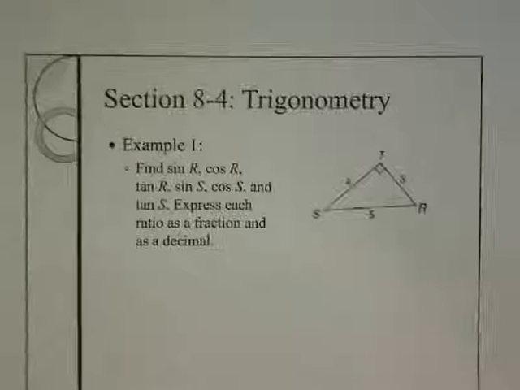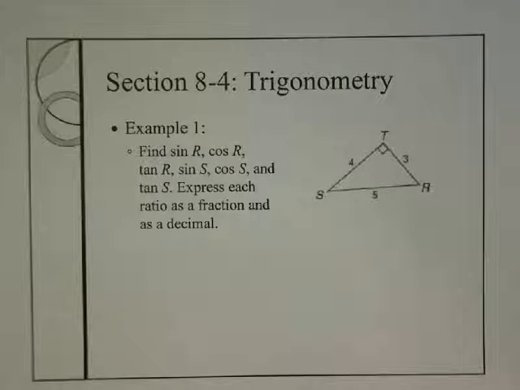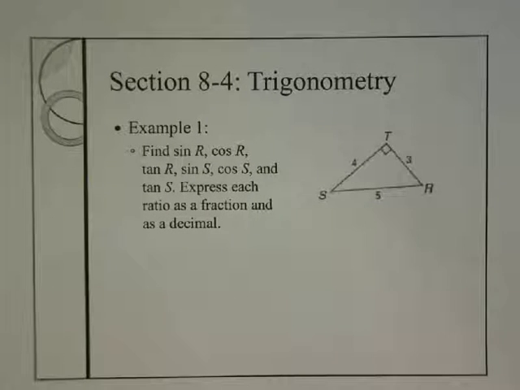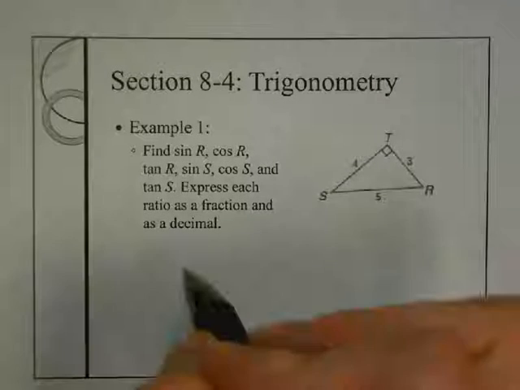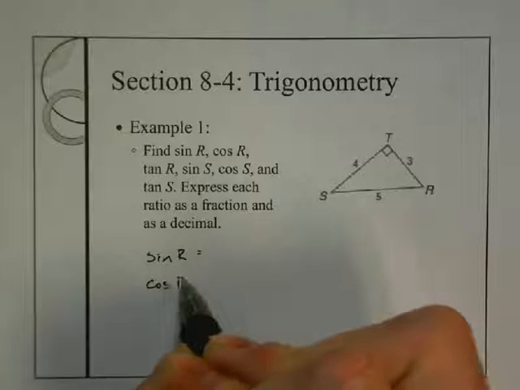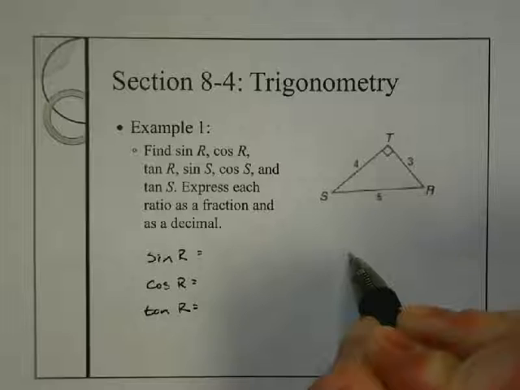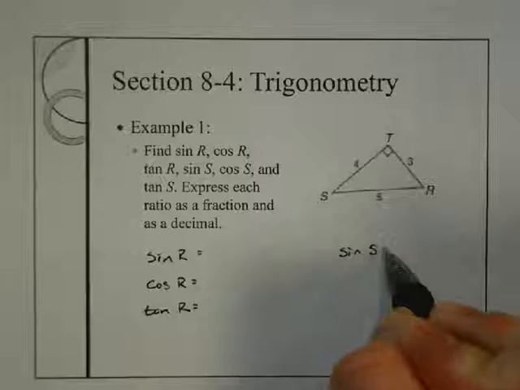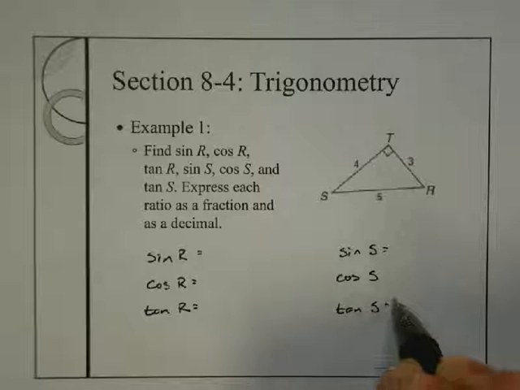Alright, so example 1 here. Find sine R, cosine R, tangent R, sine S, cosine S, and tangent S. Express each ratio as a fraction and as a decimal. So, let's see here. So sine R equals, cosine R equals, tangent R equals, and then over here we'll do S's. Sine S, cosine S, and tangent S.